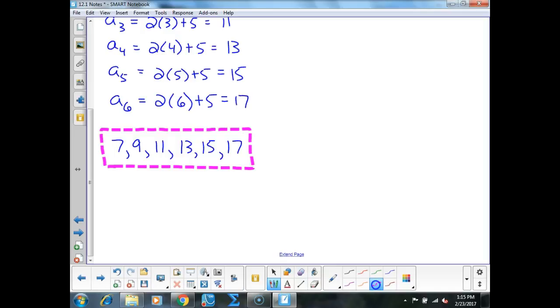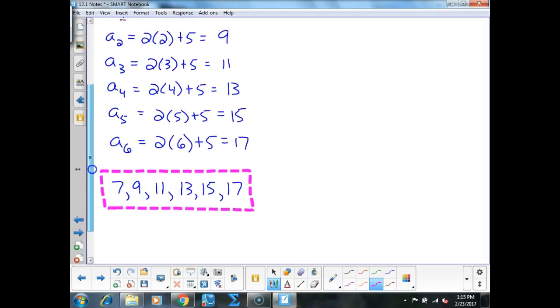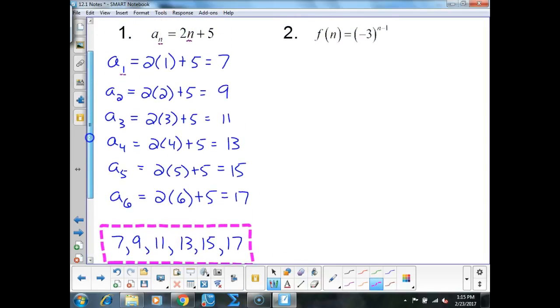Okay? So, if you don't have 6 terms when it says write out the 6 terms, what do you think you are? Wrong. Okay? Alright? With me?